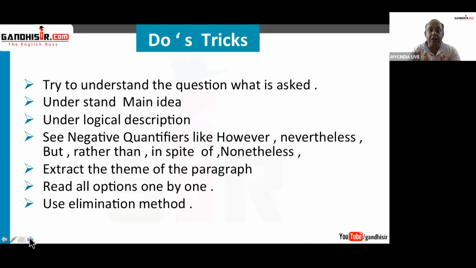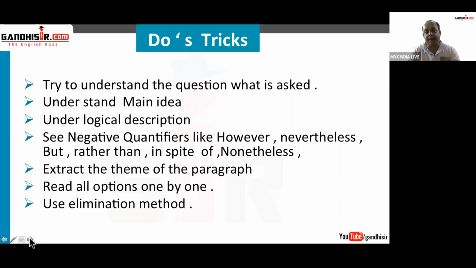Under logical description, meaning you must, उसके मेन आइडिया के नीचे लॉजिकल डिस्क्रिप्शन है. You have to understand that thing. और वो लॉजिकल डिस्क्रिप्शन क्या वो मेन आइडिया को डिपिक्ट करती है, मेन आइडिया को बताती है? You have to think this. See negative quantifiers. आपको ये negative quantifiers हैं: but, however, nevertheless, rather than, in spite of, nonetheless. ये क्या है? ये जैसे ही word these kind of means quantifiers का, आपको ये ध्यान रखना है कि पिछला जो सारा passage का line है उसका meaning जो है वो change हो सकता है.